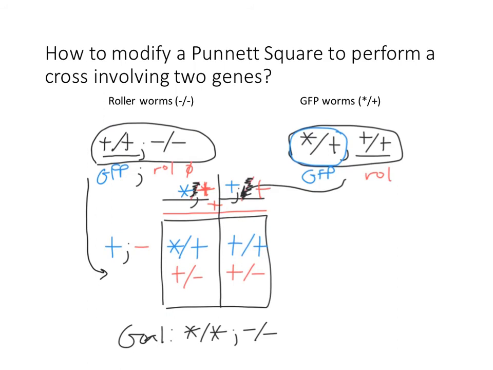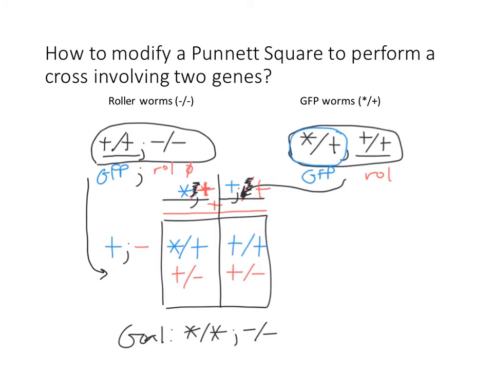Last time we were together, where we ended was crossing roller worms and GFP worms. And at the very end, we decided that we had two different genotypes of individuals. Each genotype is in one of the two boxes in the Punnett rectangle.